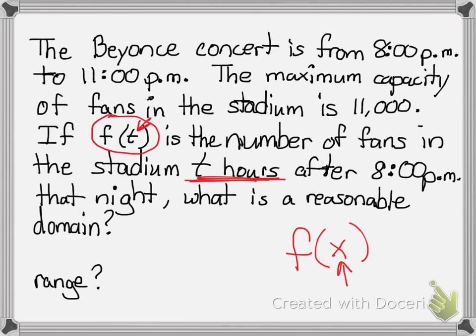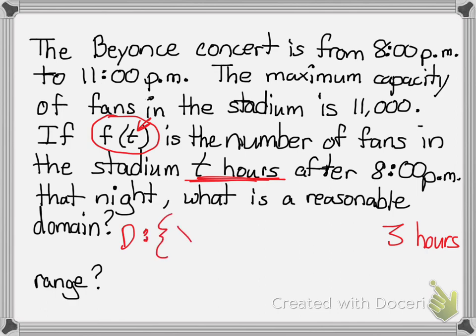So, let's look at the hours. The concert is going from 8 p.m. to 11 p.m. How many hours is that? You got it. That's 3 hours. So since it's 3 hours, our domain is technically going from 0 to 3. So to write it in set notation, my domain will be, for all values of x, x is an element from 0 to 3.